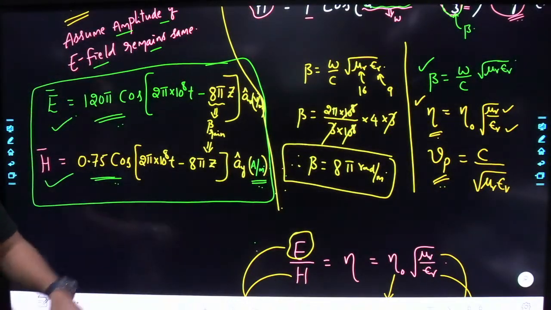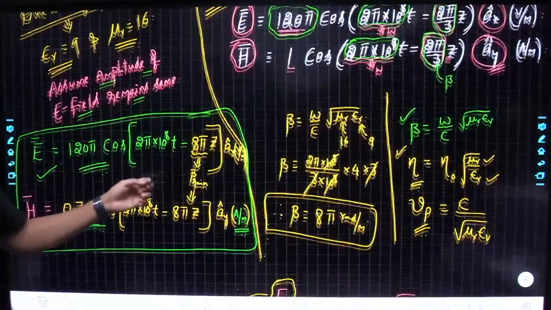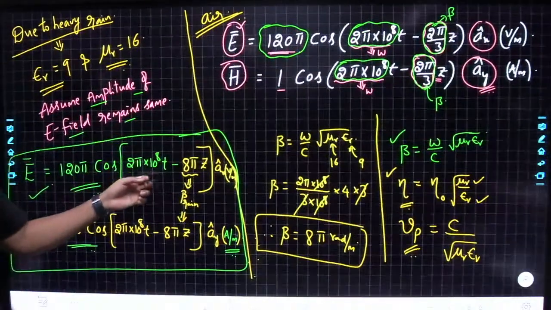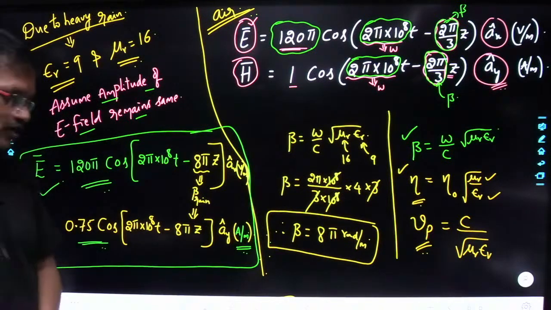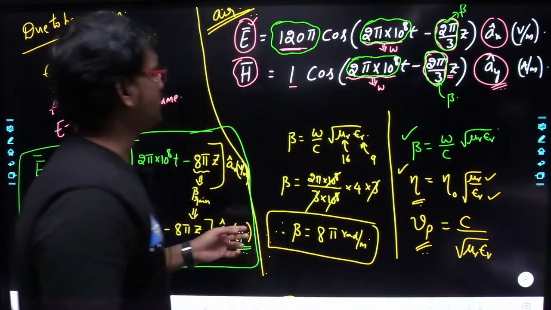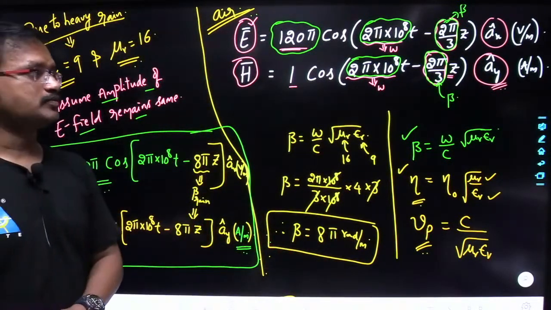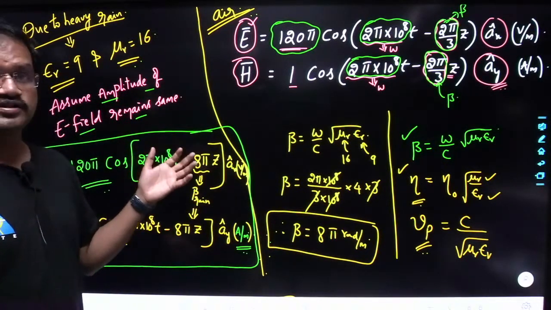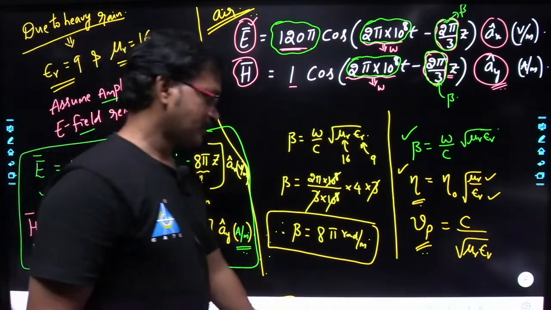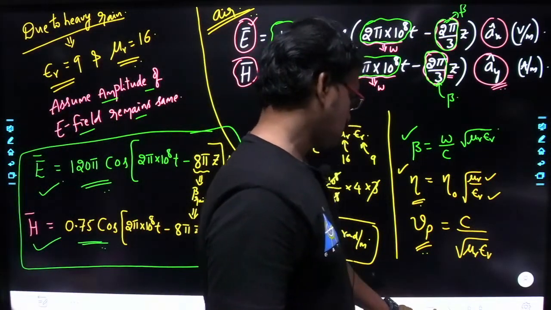So these are some different types of problems in case of a lossless medium. In uniform plane waves, we have solved some different types of problems for lossless medium. So with this I am winding up the session for today.